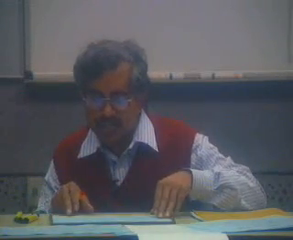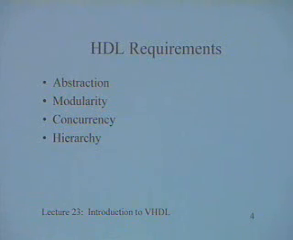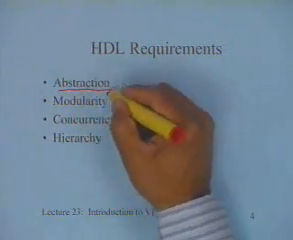So now let's go down, and before we start looking at VHDL, we should also understand what the requirements of such a language are, because only then will we appreciate why the language is so vast and why support is required for so many things. One is abstraction. The abstraction is related to the various levels, because we said that we need to represent the design in different domains, and not only in different domains but also at different levels. So there is a need for abstraction.